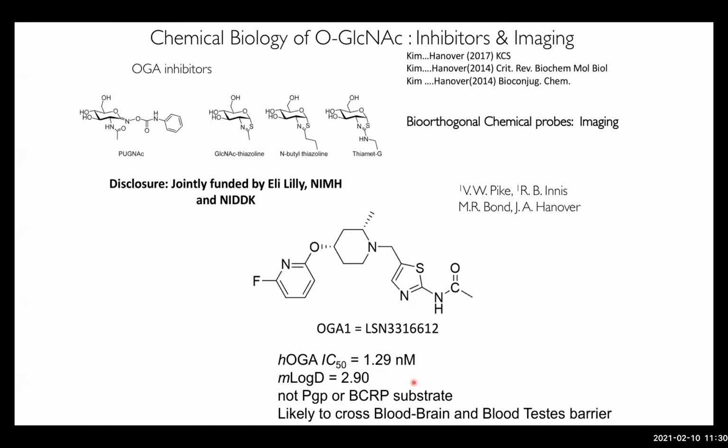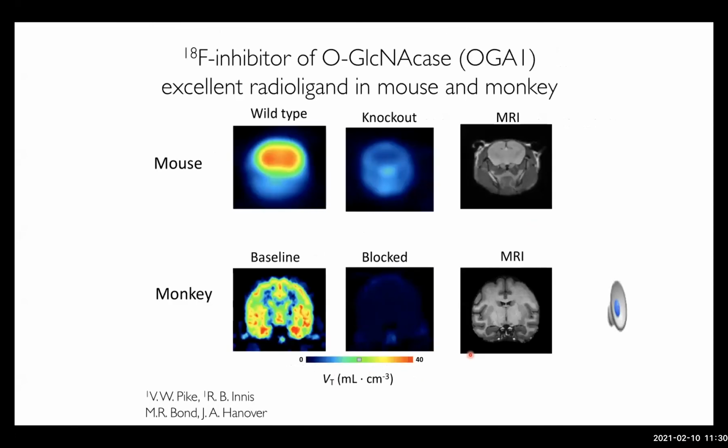It's not a substrate for P-glycoprotein or breast cancer-related protein, and it's likely to cross both the blood-brain and blood-testis barrier. So we were able to use the knockout mouse to validate this, and this is a real luxury when you develop PET ligands because you can basically rule out non-specific interactions. This is the F18 inhibitor. We've made a number of other isotope derivatives, but the F18 inhibitor is very sensitive, and it turns out to be an excellent radioligand in mouse and monkey.